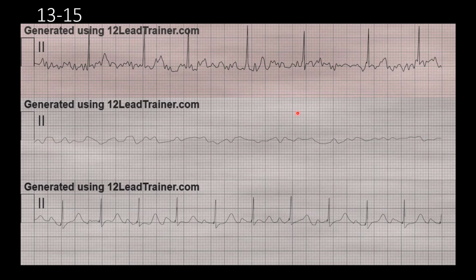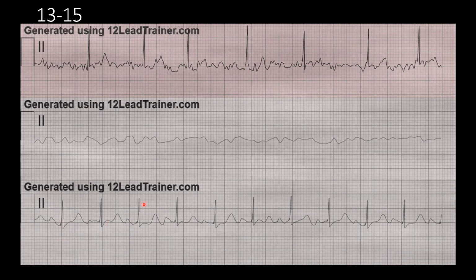Down here, we can't determine regularity, there is no rate, we can't determine intervals, and based on that we can call this ventricular fibrillation or VFib, and this one is more of a fine VFib rather than a coarse one. It might be coarse just going into fine, but it's definitely more fine in appearance than coarse VFib.